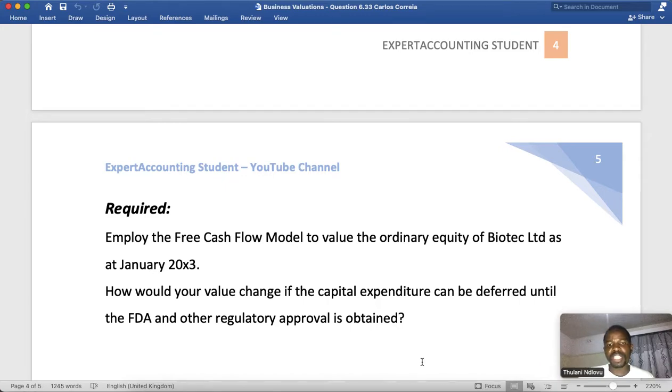Employ the free cash flow model to value the ordinary equity of Biotech Limited as at January 20x3. How would your value change if the capital expenditure can be deferred until the FDA and other regulatory approval is obtained?